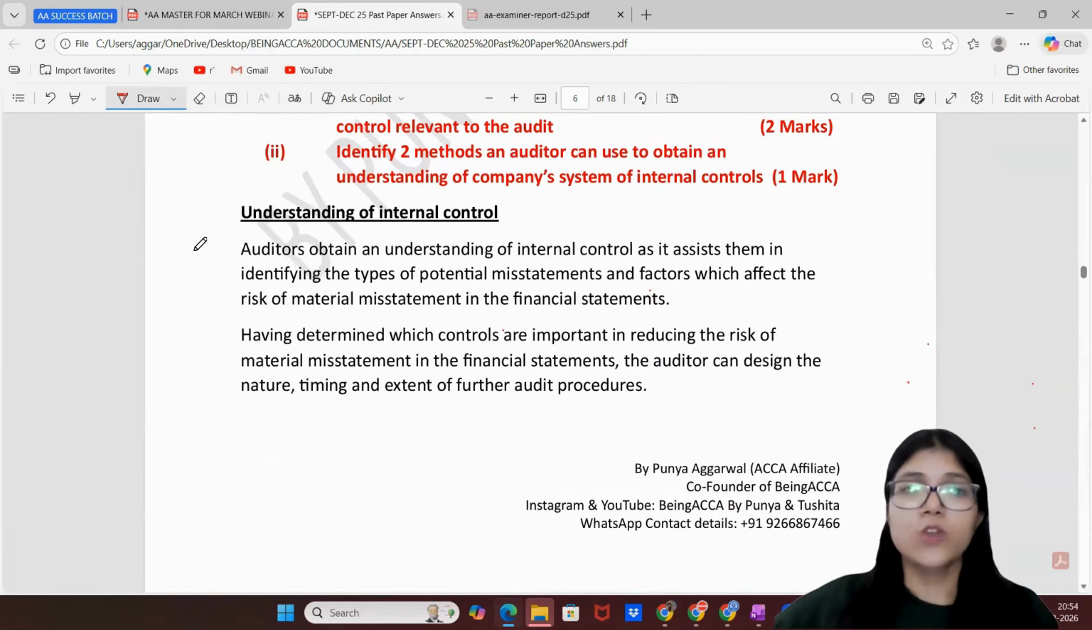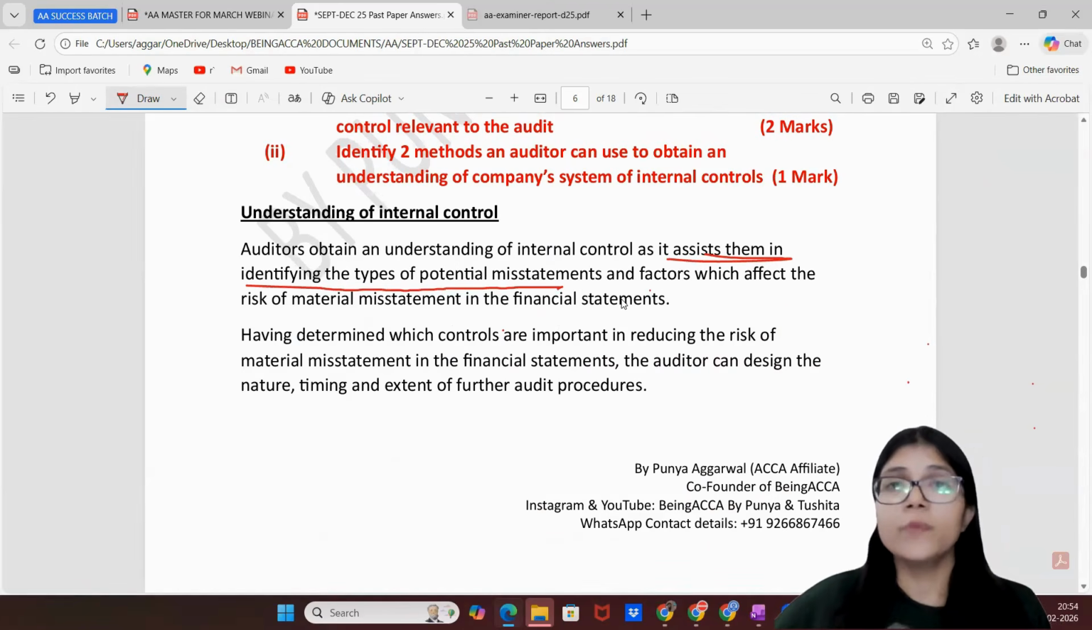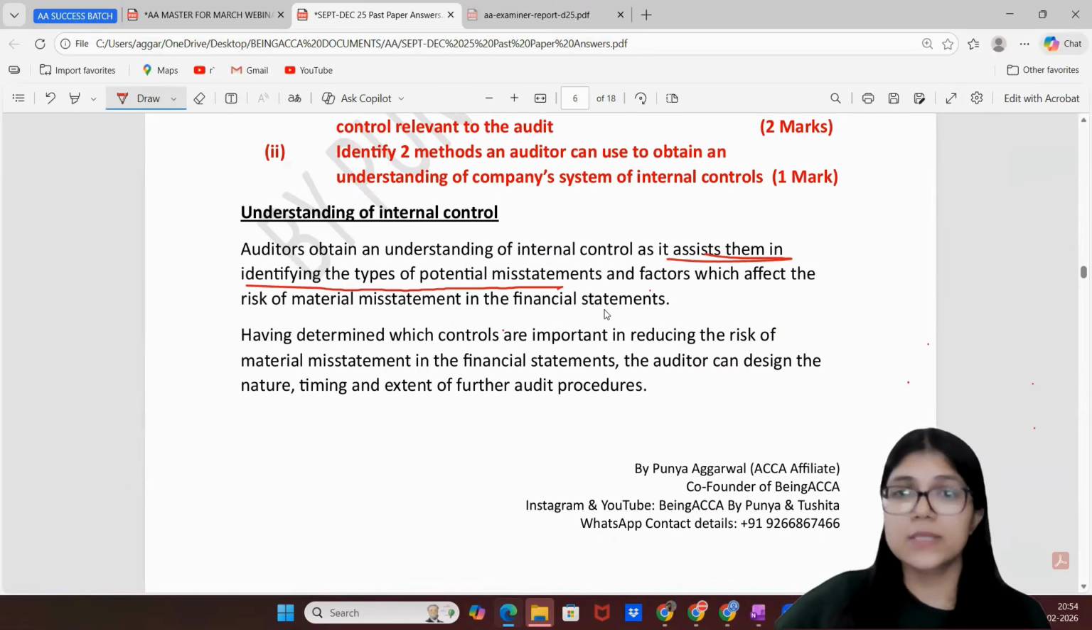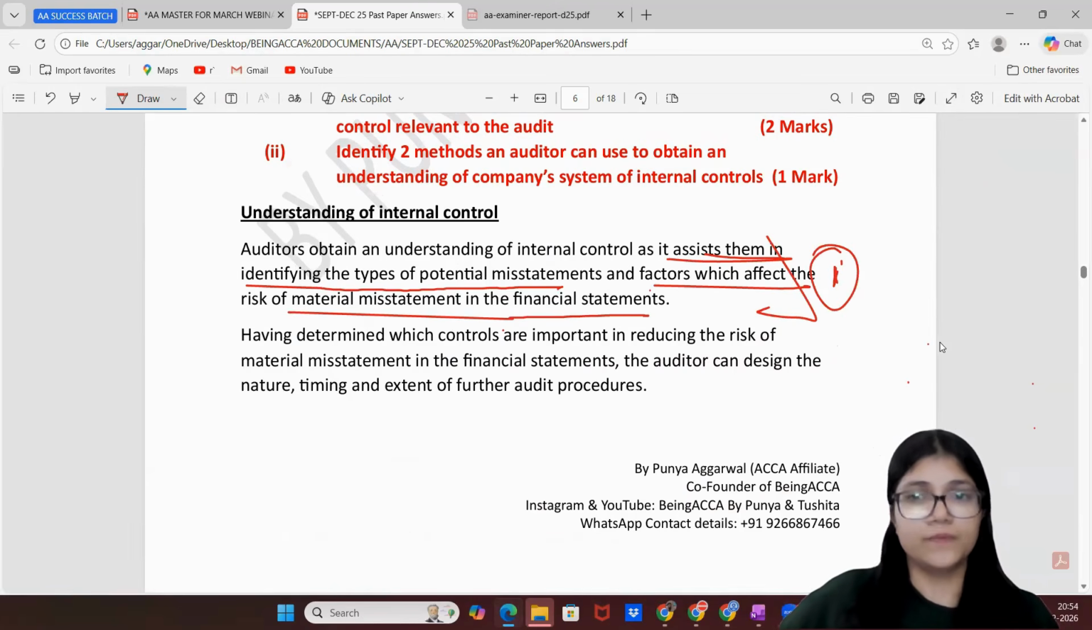So the auditor obtains an understanding of internal control as it assists them in identifying the types of potential misstatement, because from the controls, from the deficiencies, I will be able to see what the risk is and what the potential misstatement in the financial statements is, right? And factors that affect the risk of ROMM in the financial statements. So this is the first point that you can write over here.